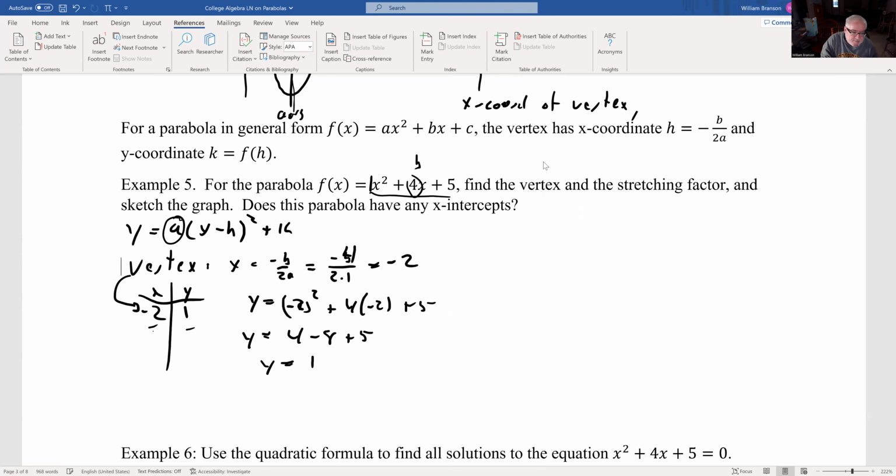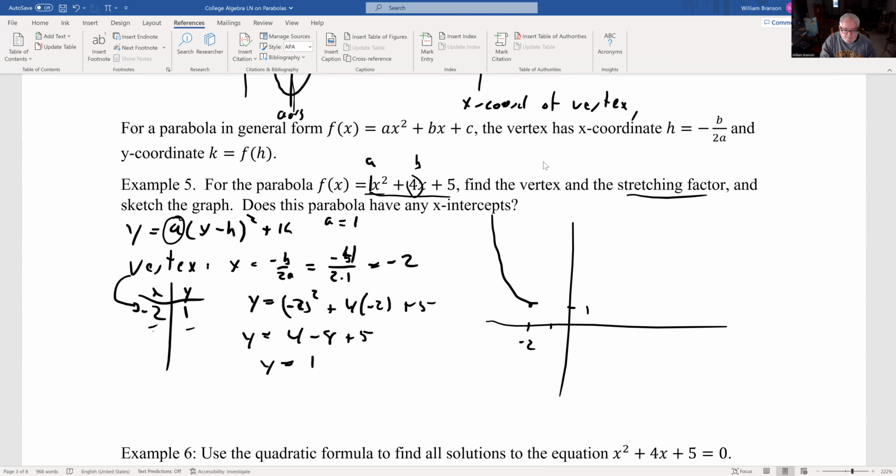A is the same A that we have in our form here. So A equals 1. That's my stretching factor. So we can graph this. We know where the vertex is. It's at minus 2, 1. And there's no stretching factor, and so it opens up. And the other two special points are at a height of 2 because it's not been stretched. So there's our graph. And we can write it in standard form now as x plus 2 squared plus 1.